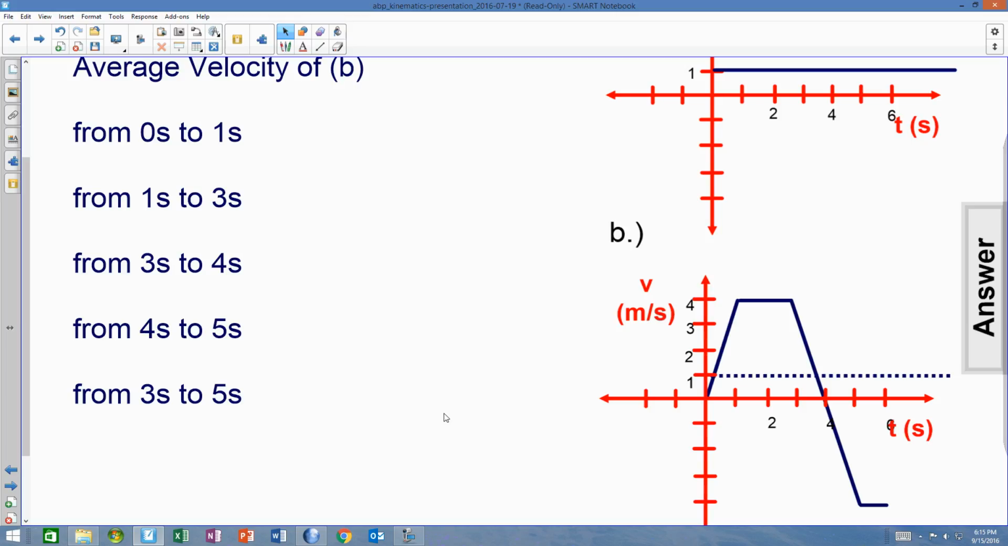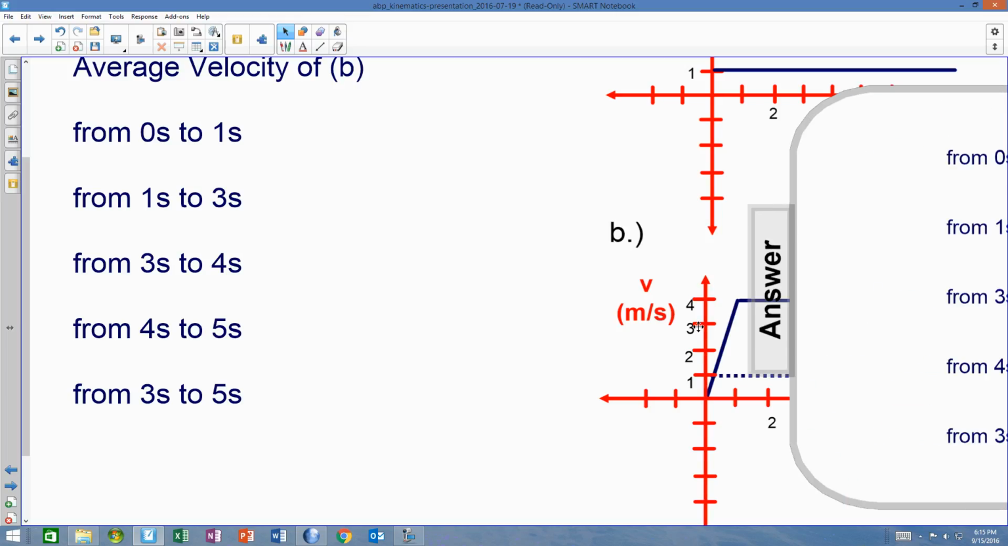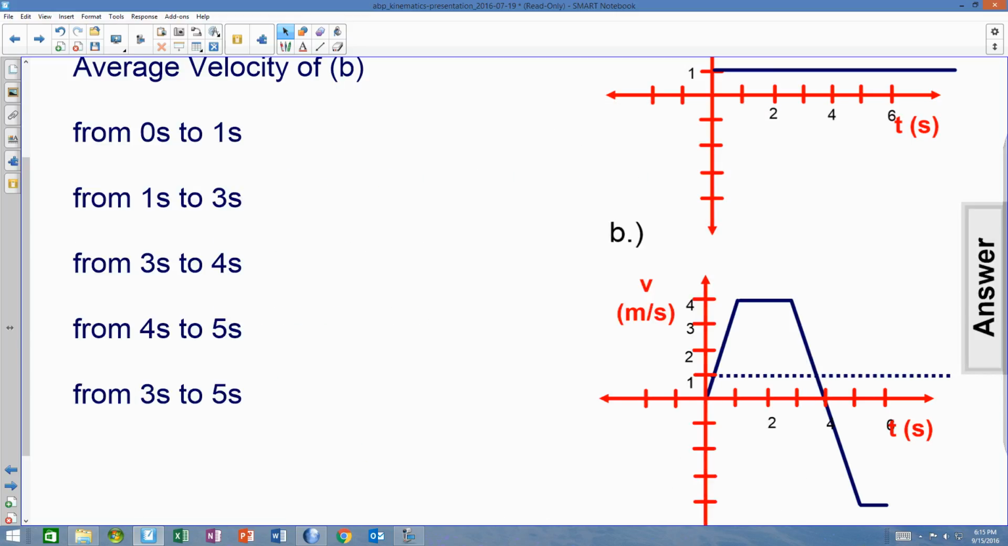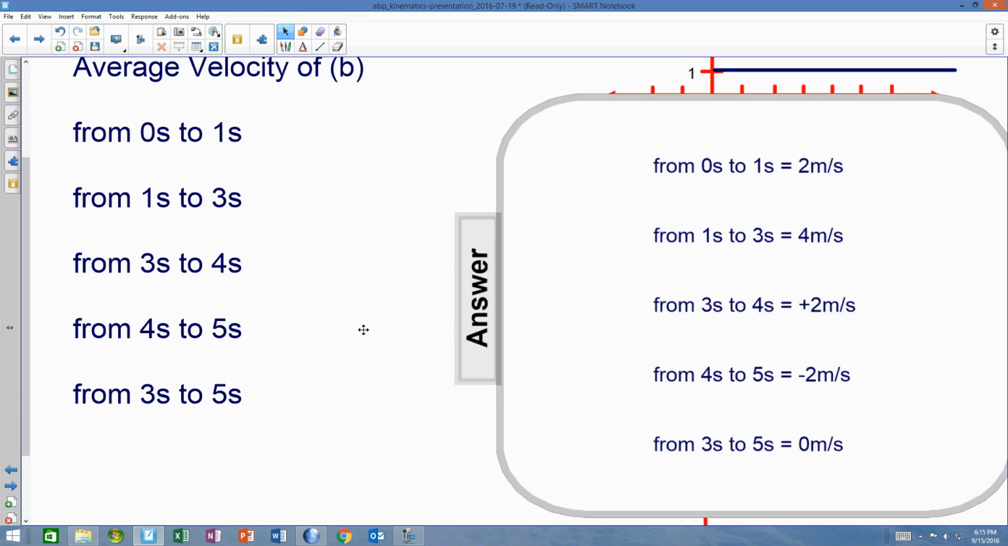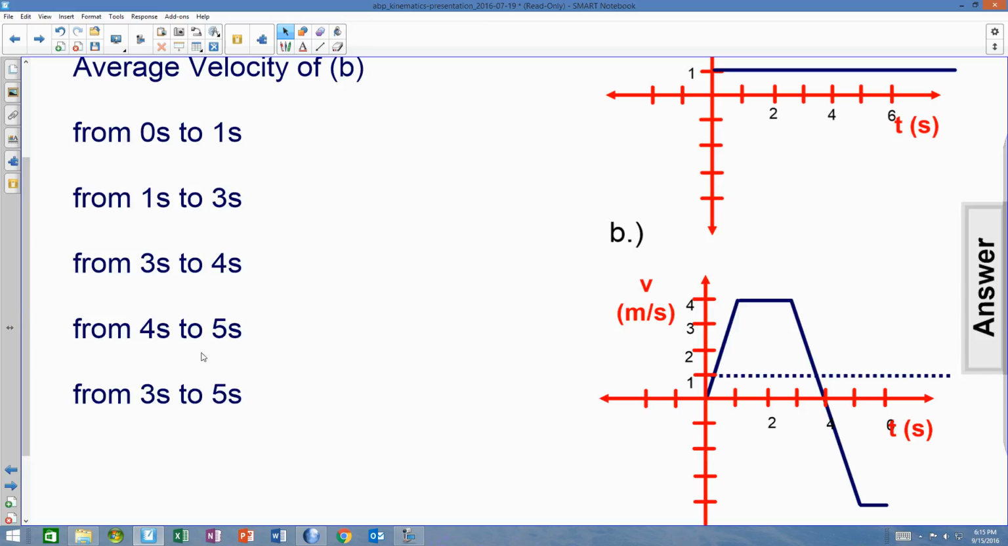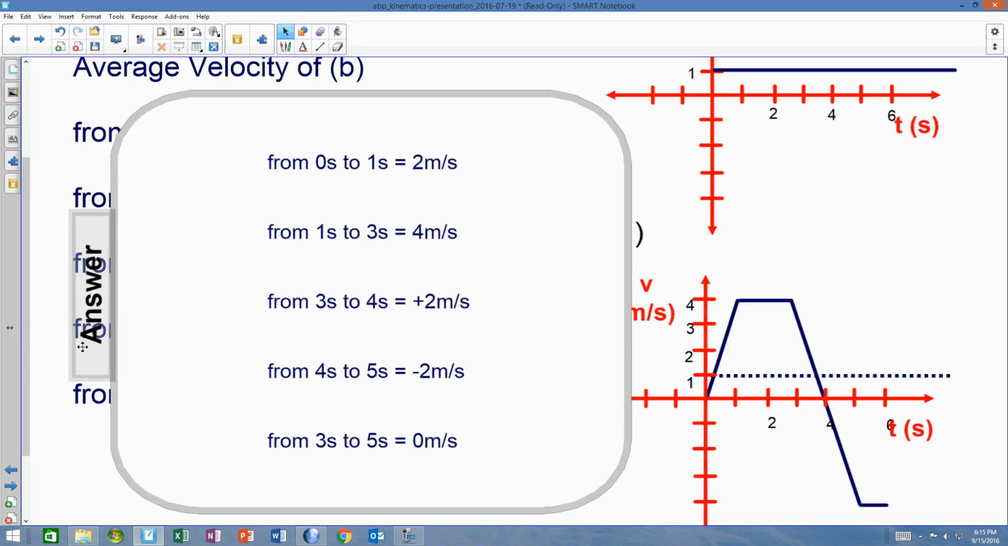Okay, from 1 to 3 seconds, we can see that it is 4 meters per second because it's constant. From 3 to 4 seconds, notice that we're going from 4 to 0. So we're going to take 4 plus 0 divided by 2, and that gives us 2 meters per second. The problem is from 3 to 4, it says that it is a positive 2 meters per second because we are above the x-axis.